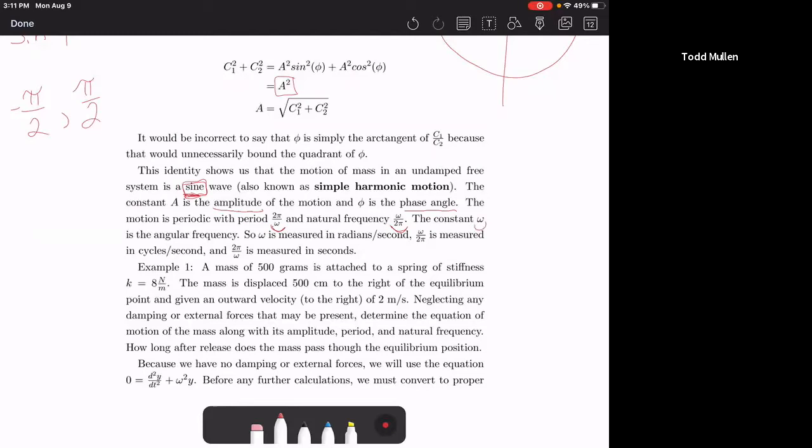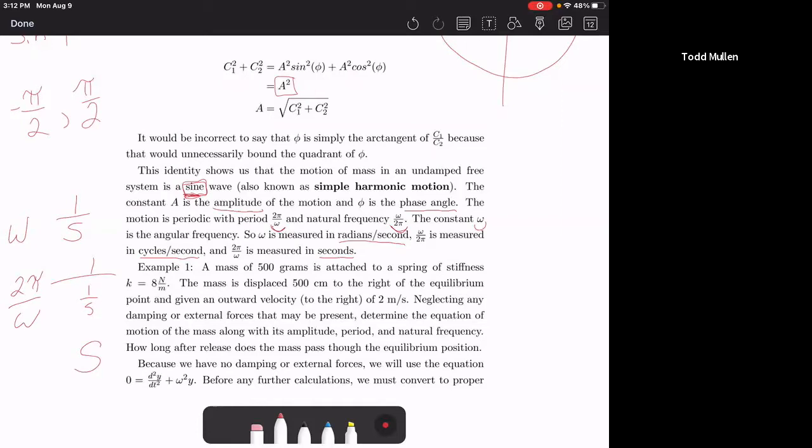And then when we talk about our units, that means omega is measured in radians per second. Omega over 2 pi is measured in cycles per second. And 2 pi over omega is just measured in seconds. As you'll recall, that makes sense because radians is unitless. So omega is measured in 1 over seconds. That's radians per second. So if we flip that over and get our 2 pi over omega, we're now just measuring in 1 over s, which is just seconds.